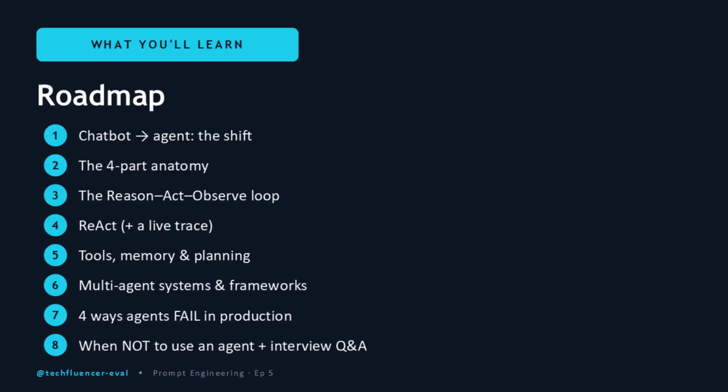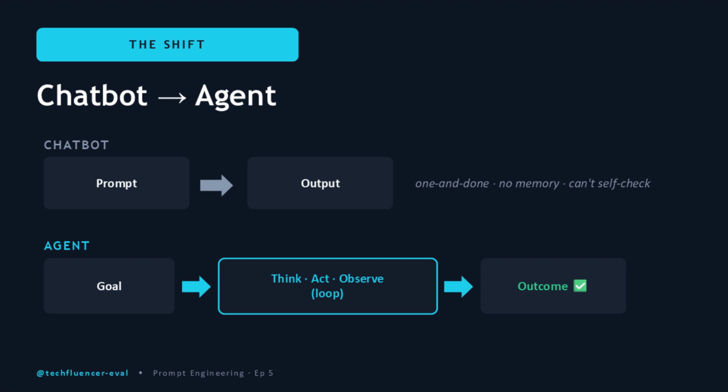What actually separates an agent from a chatbot, the four parts every agent is built from, the loop at its heart, the famous ReAct pattern with a live trace, tools, memory, planning, multi-agent teams, the frameworks you'll hear named, and the part nobody likes to talk about, the four ways agents break in production, plus when you absolutely should not use one, and interview questions at the end. Let's start with the shift, because it's bigger than it sounds.